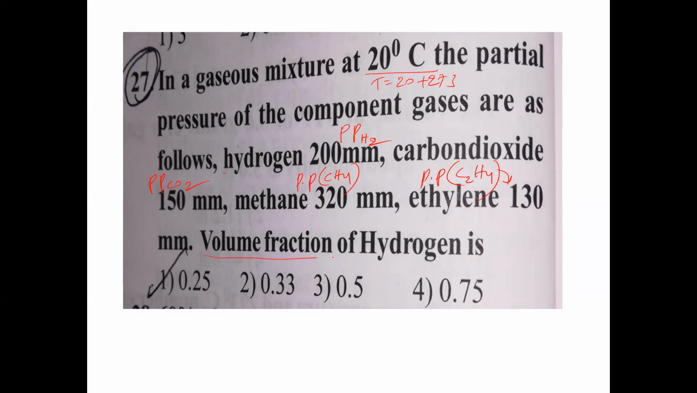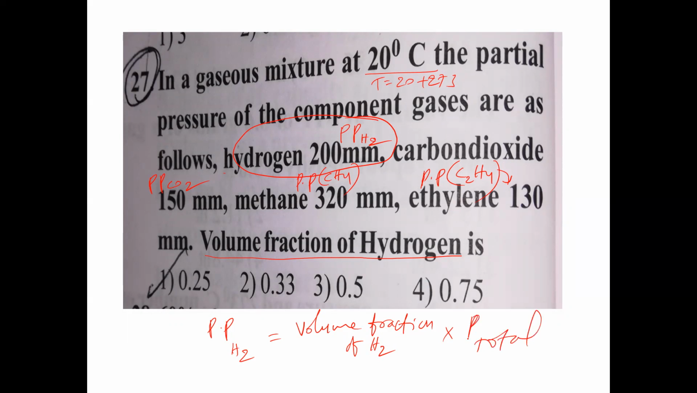The volume fraction of hydrogen is what? The hydrogen partial pressure, how much is given here? Partial pressure of hydrogen, 200 mm given. So what is the formula, as in the previous problem? Partial pressure of hydrogen is equal to volume fraction, like mole fraction, of hydrogen into total pressure.